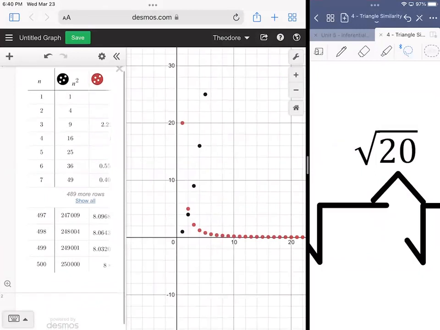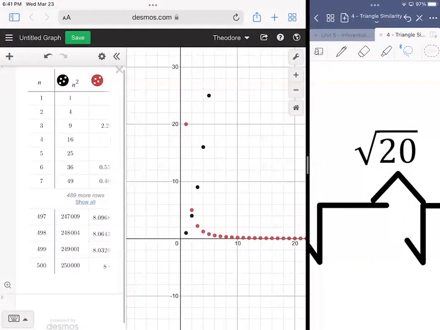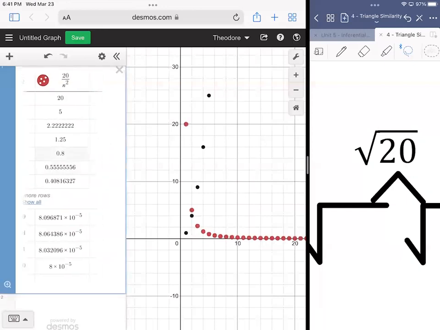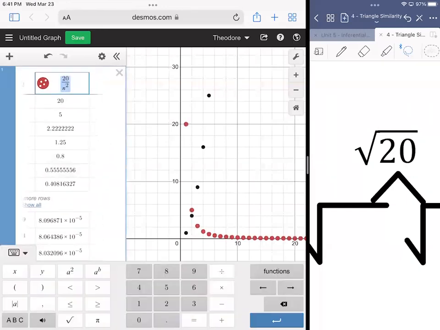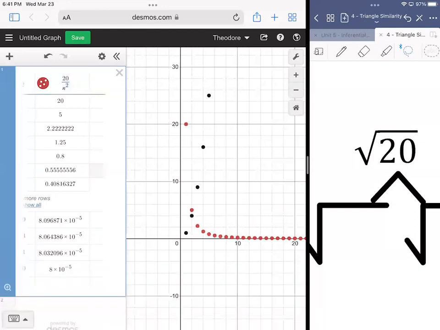I'm trying to do this without going full screen. I might have to. The touchscreen aspect of this is not ideal. But anyway, these are all the values that you would get if you took 20 and divided it by the values in the n squared column. But I want something even better than that.